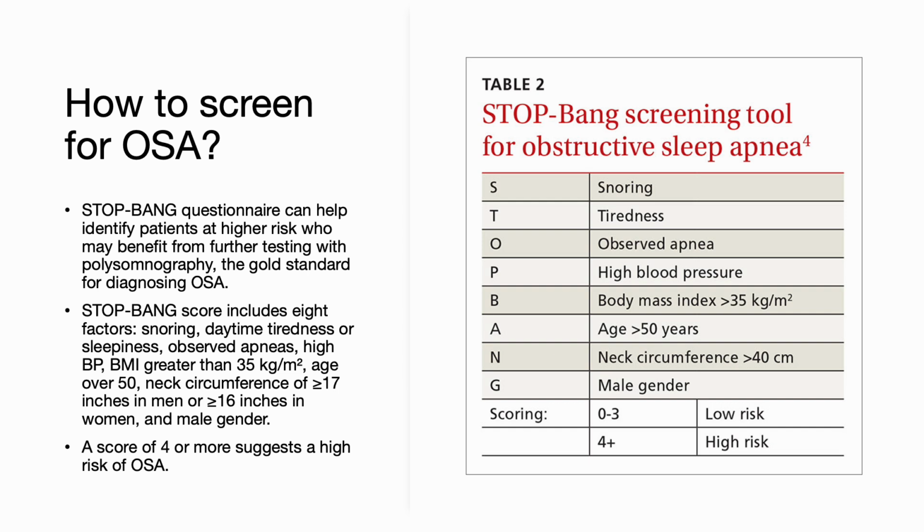The STOP-Bang score includes 8 factors: snoring, daytime tiredness or sleepiness, observed apneas, high blood pressure, BMI greater than 35, age over 50, neck circumference of at least 17 inches in men or at least 16 inches in women, and male gender. A score of 4 or more suggests a high risk of OSA that would warrant ordering a polysomnography.